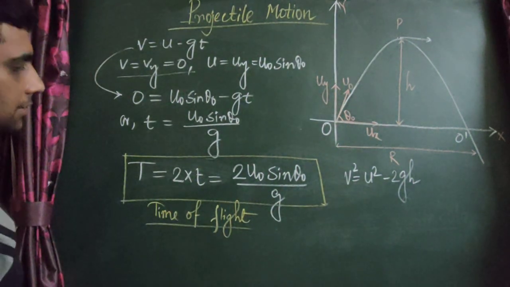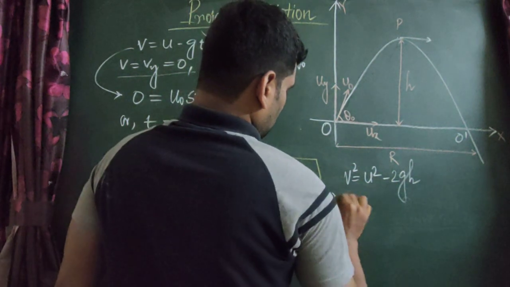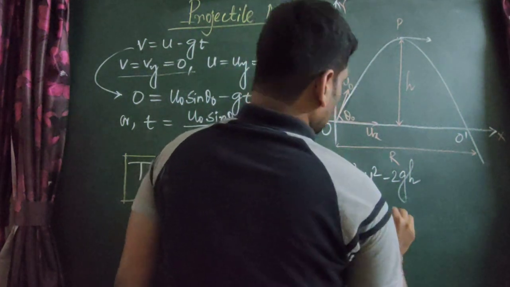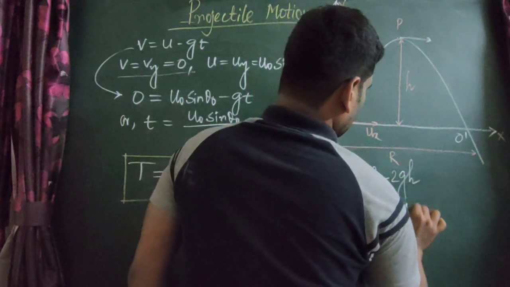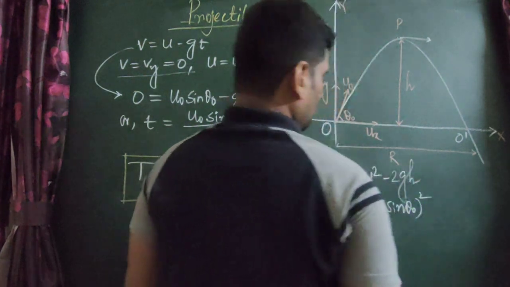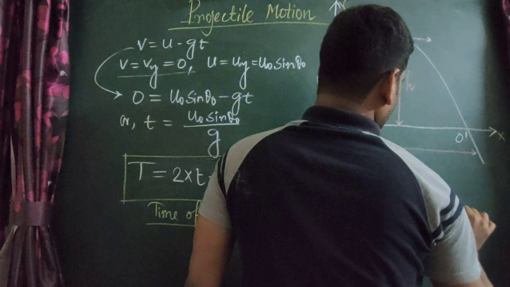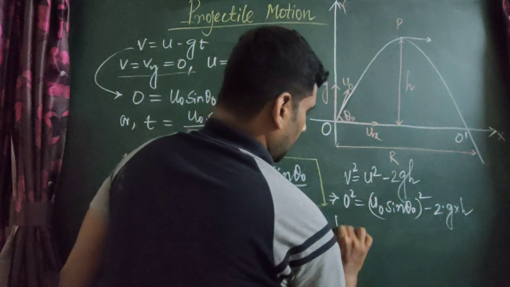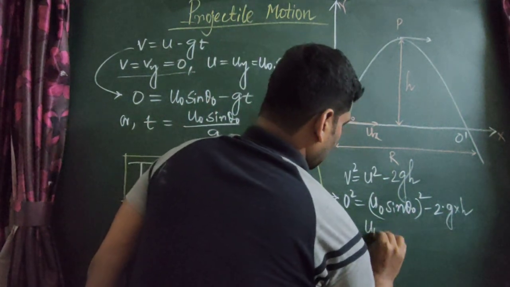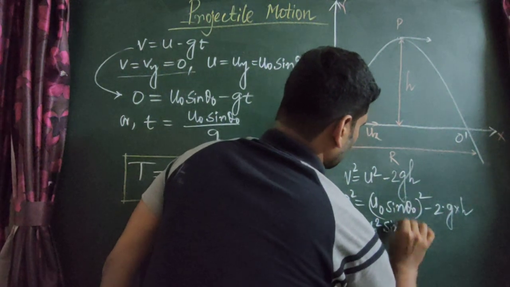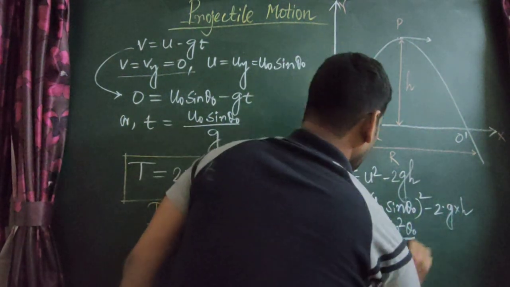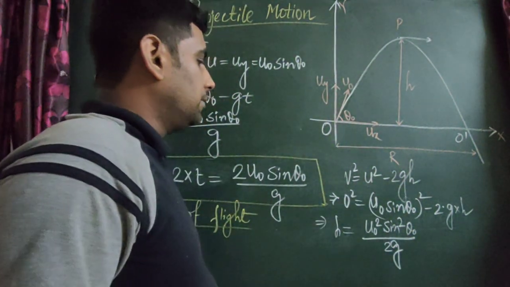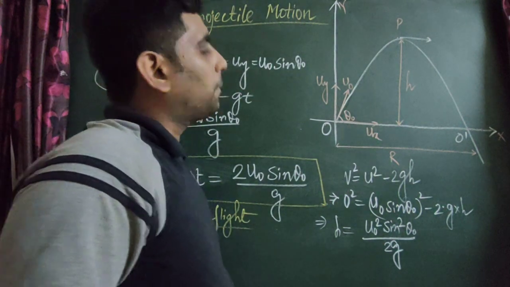But in order to get this, put the value here. So 0 squared equals u0 sine theta 0 whole squared minus 2 into g into h. So from this, h equals u0 square sine square theta 0 by 2g. This is the expression of the maximum height which can be reached by the object.